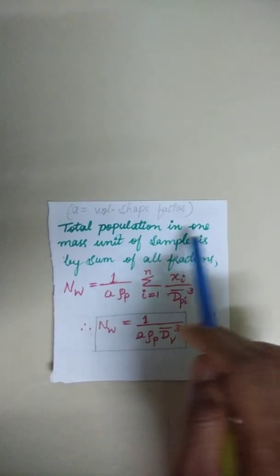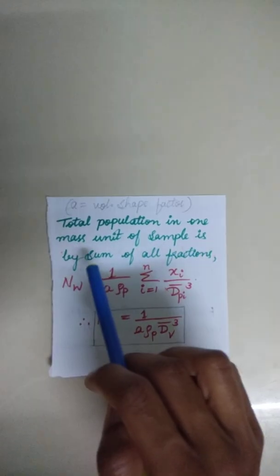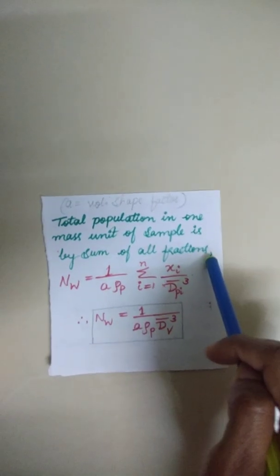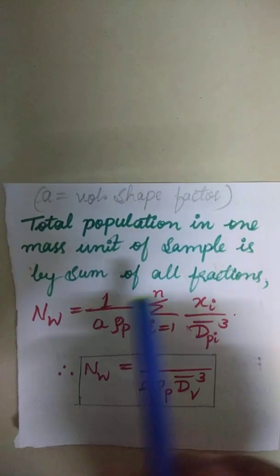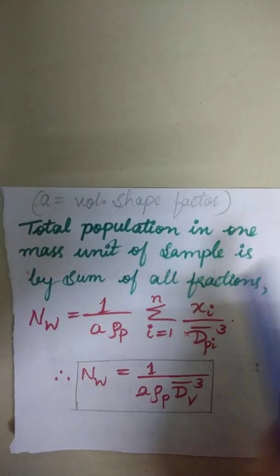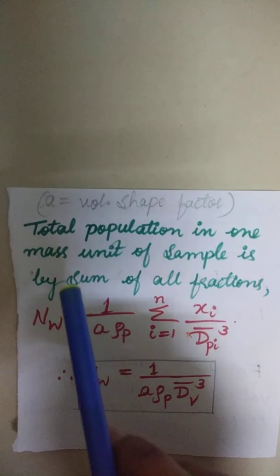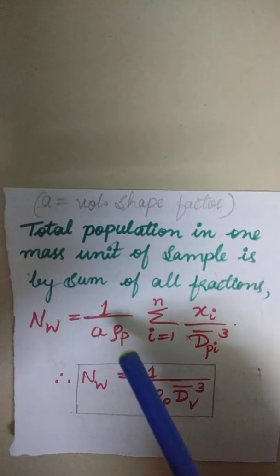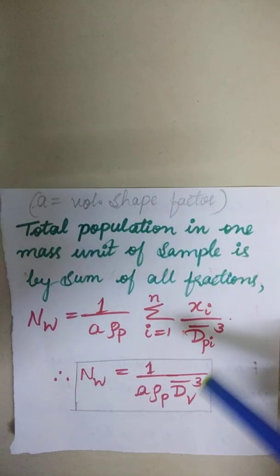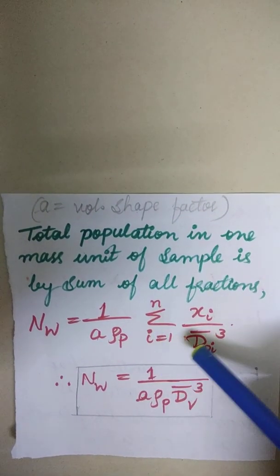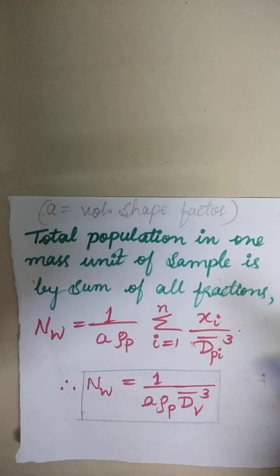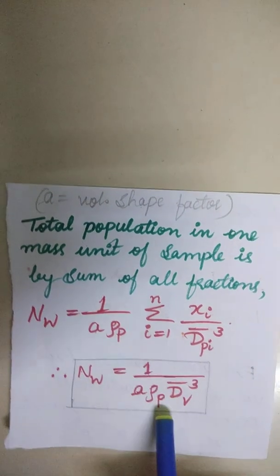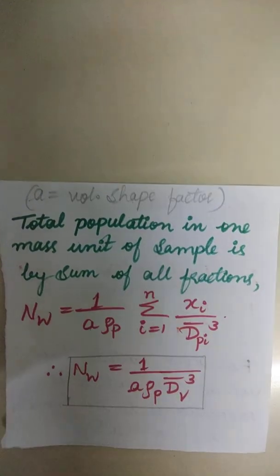So the total population in one mass unit of the sample is the sum of all the fractions. As I have told you, whenever you have to calculate anything in total, you have to add the individual fractions, the sample fractions, and then you will get the sum. So Nw is given by 1 divided by a into ρp, into the summation from i equals 1 to n of xi by d̄pi, cubed. We are just simplifying this, just to make it easy.